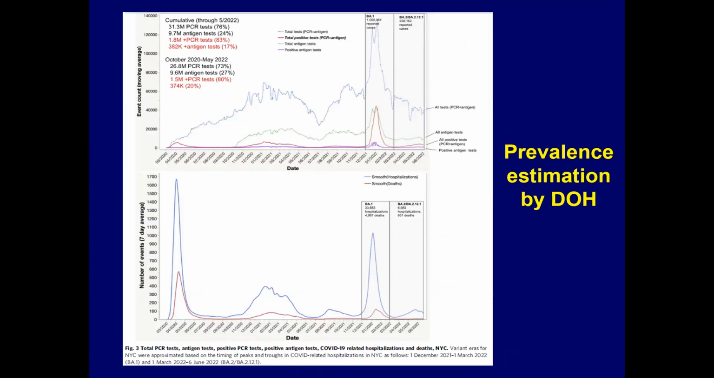So remember, the second source is the prevalence estimation by the DOH surveillance data about their number of tests conducted by PCR and antigen tests, and also the number of cases testing positive during this period of time. This plot presents the data since the start of the pandemic, and also includes the study period in this analysis.